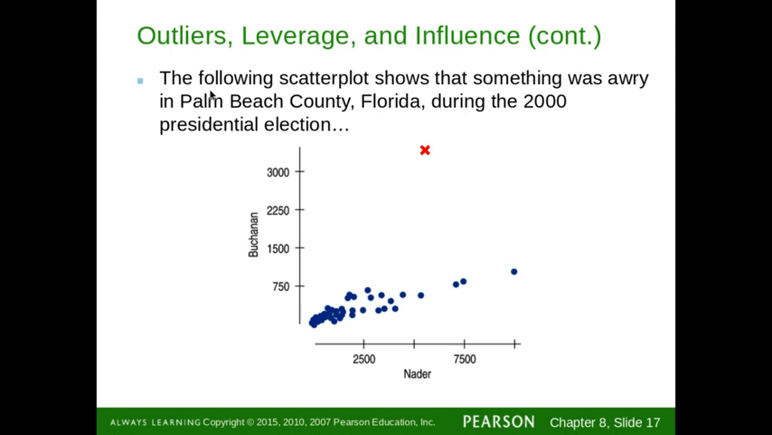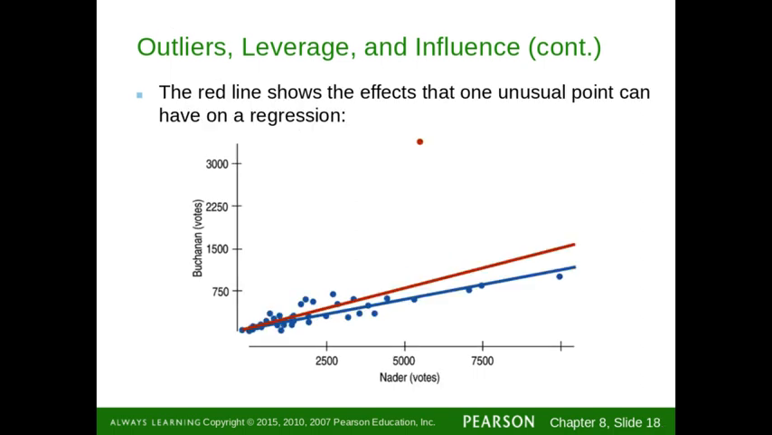So the following scatter plot shows something in Palm Beach County, Florida. They have the information on the presidential election. I don't know if they're saying if somebody voted for Nader, they also voted for Buchanan. I don't know. But anyways, by comparing these two parameters, by the way, these are quantifiable, right? Can you make a prediction?